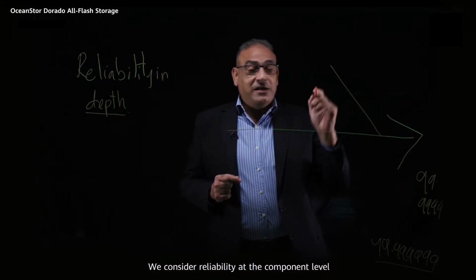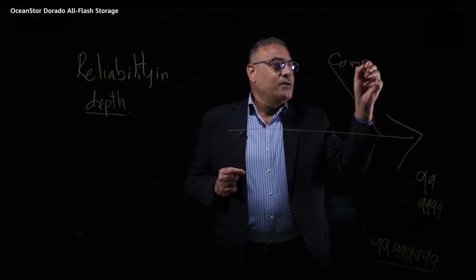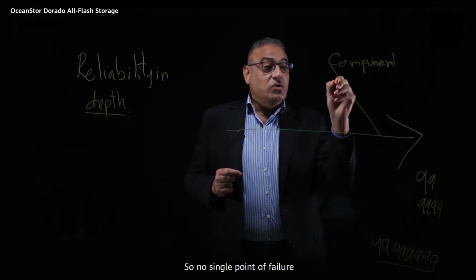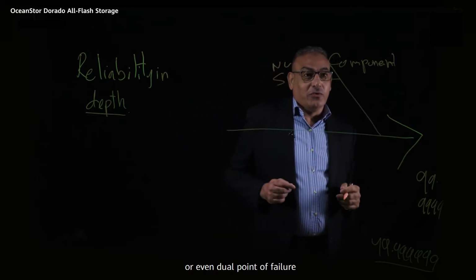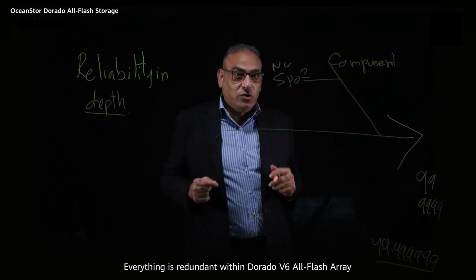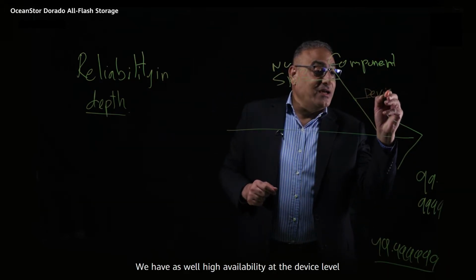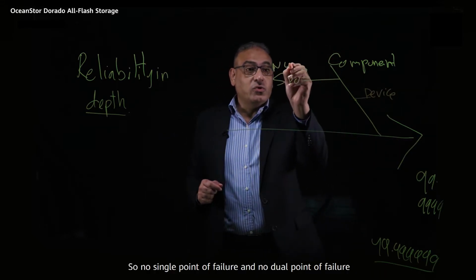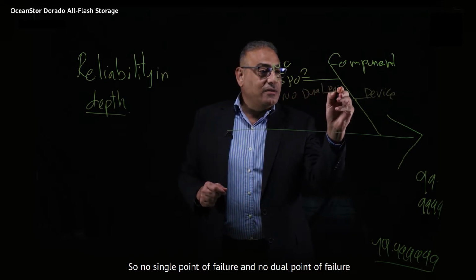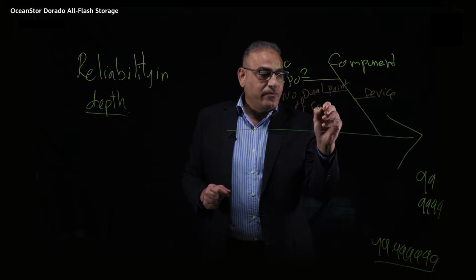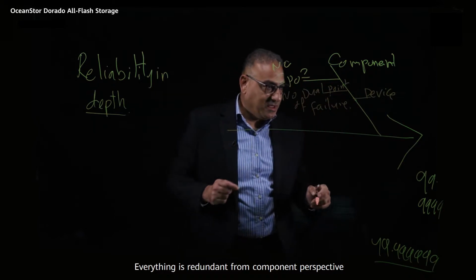We consider reliability at the component level. So no single point of failure or even dual point of failure. Everything is redundant within Dorado V6 All Flash Array. And we have as well high availability at the device level. So no single point of failure, not even a dual point of failure. Everything is redundant from the component perspective.